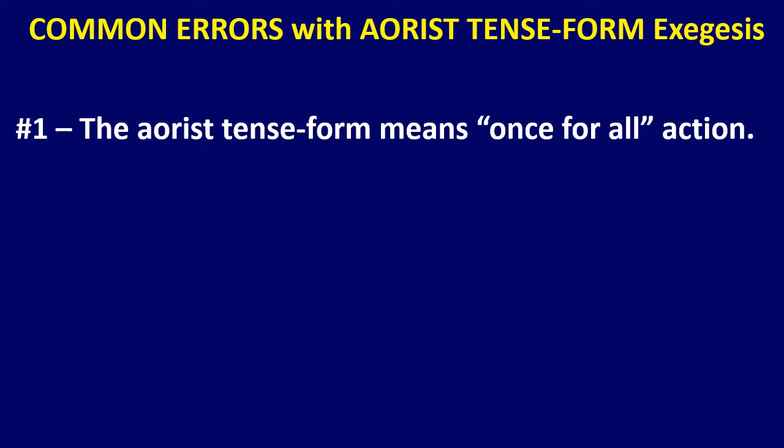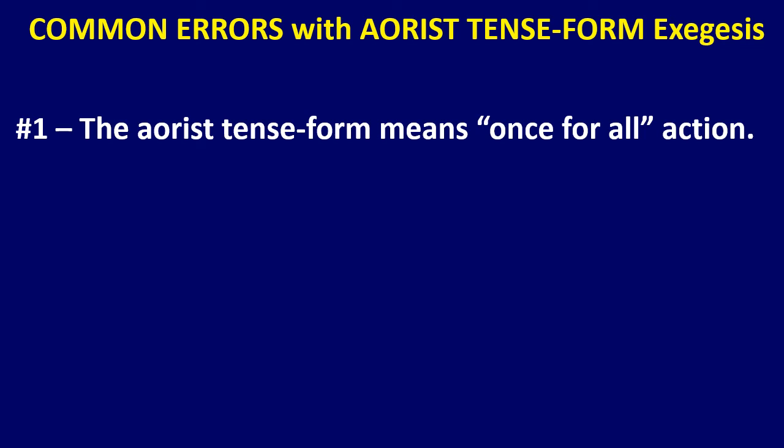Now, in the early 1970s, 1972 in fact, there was a man named Frank Stegall who wrote an article called The Abused Aorist. And pardon the pun, but he disabused the aorist of the misconception that it means once for all action in past time. He clarified that it could be used for present time, future time, it can be used for continuous action, not just once for all action.